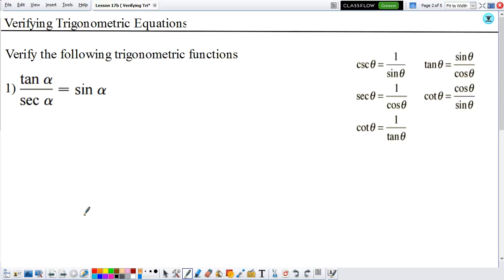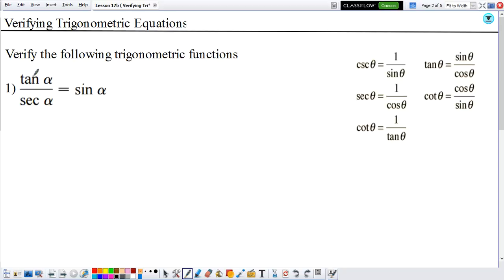Now let's try to verify the following function. We want to show that tangent of alpha divided by secant of alpha equals sine of alpha. Like it was mentioned, the main idea is you have two sides, so let's choose the one that looks the hardest. The left one seems the hardest, so let's rewrite the left side in terms of sine and cosine, and match it to the right side.